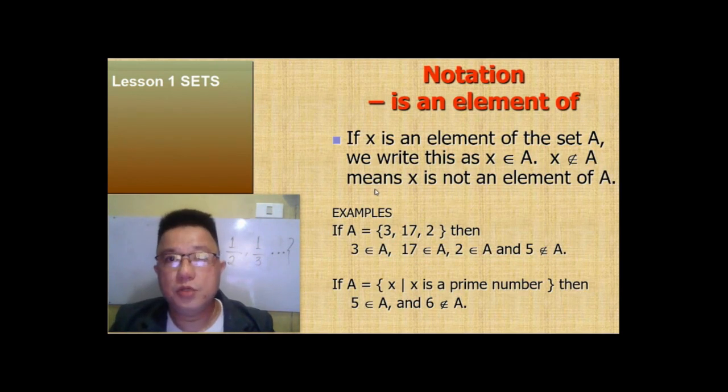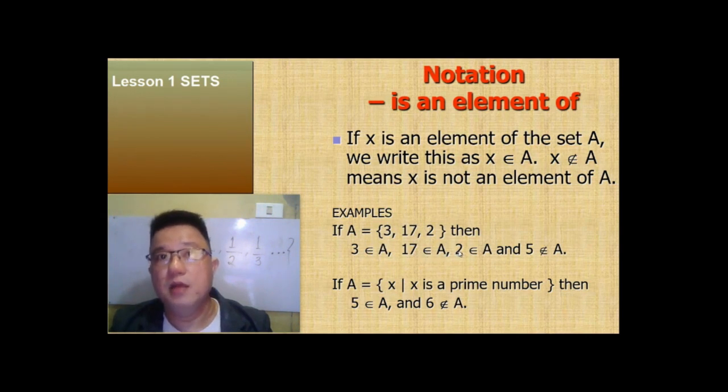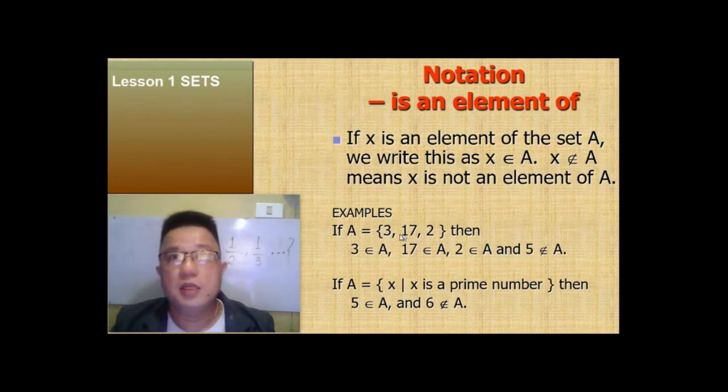Okay, so let's use the notation for "is an element of." We know that that notation is the epsilon letter. If the set A has the elements 3, 17, and 2, we know that 3 is an element of A. Also 17 is an element of A. 2 is an element of A, but 5, we cannot see 5 there, is not an element of A.